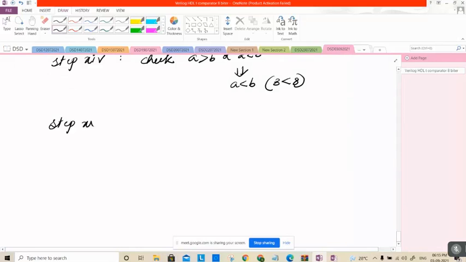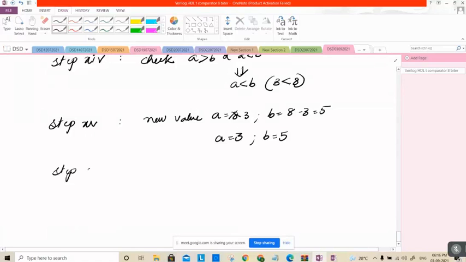Step 15. The new value of A is equal to 3. The new value of B is equal to 8 minus 3, which is equal to 5. That is, A is equal to 3, B is equal to 5.